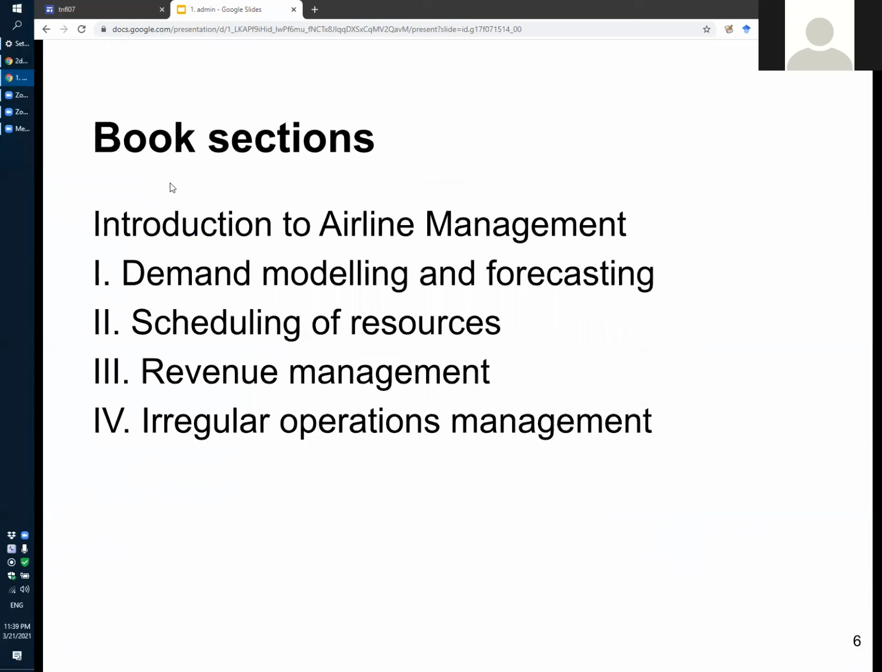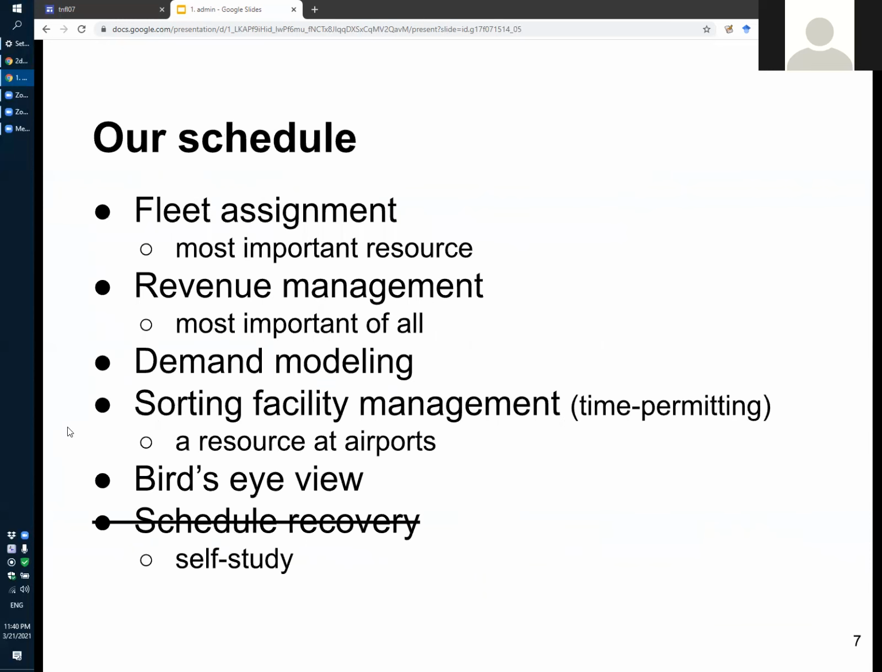Okay, so the book sections and in general topics in airline management: demand modeling, you want to know how many passengers want to fly your aircraft. You have to know how to schedule the resources, and we will be looking mostly in depth at fleet assignment, but also a bit at crew management. Revenue management, you have to get profit from your operations. Hopefully you're getting some revenue. And then the last section of the book is irregular operations management, which I actually don't teach.